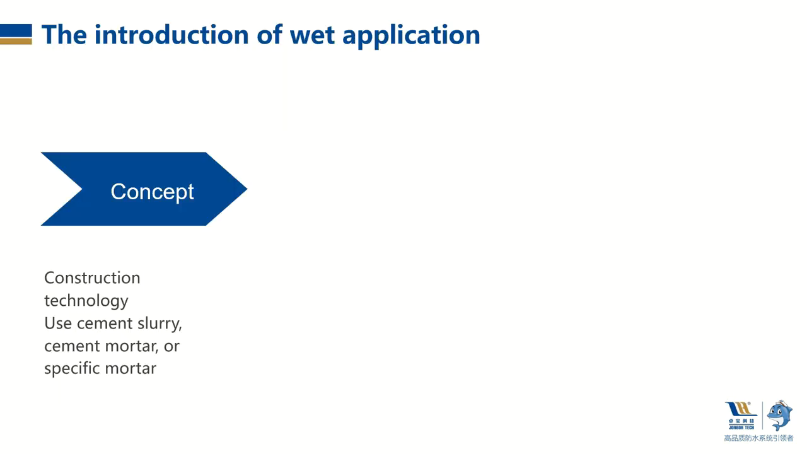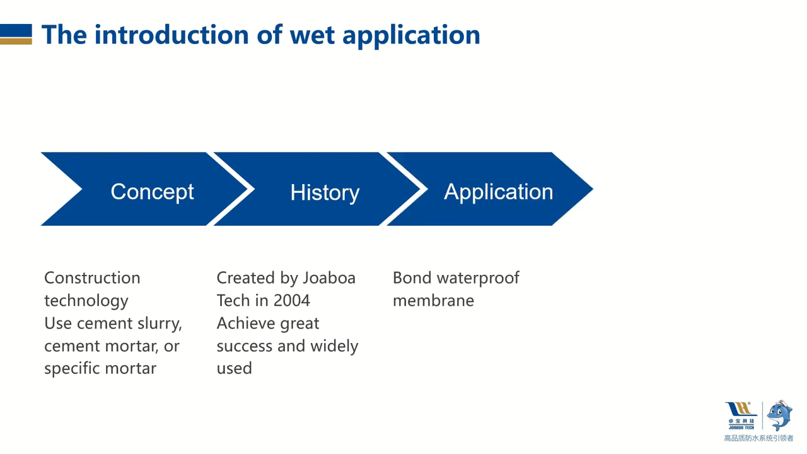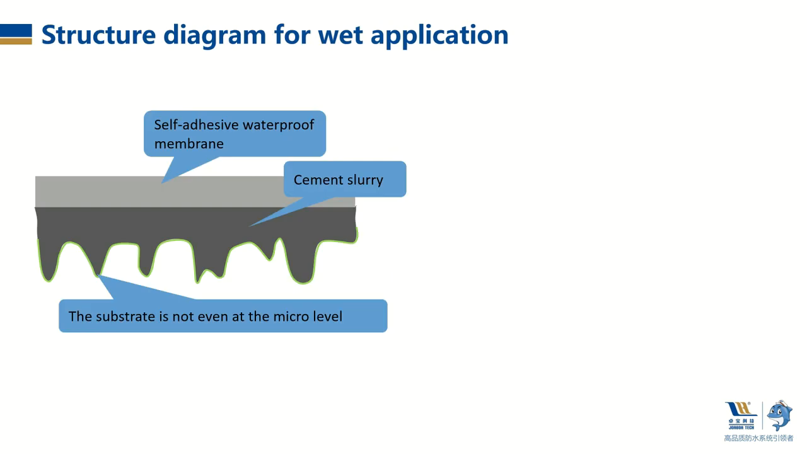As mentioned before, wet application is a kind of construction technology. It uses cement slurry, cement mortar, or specific mortar to bond with the concrete base. It was created by Joaboa Tech in 2004. From then on, it has achieved great success and been widely used. It can bond waterproofing membrane on the substrate, and it can realize the skin type waterproofing concept.